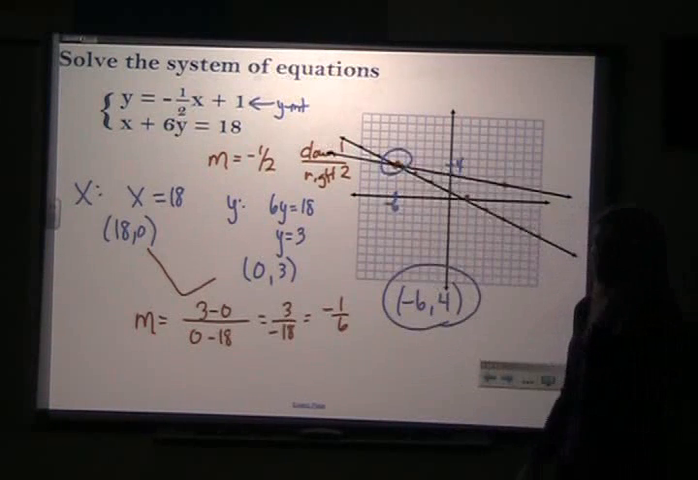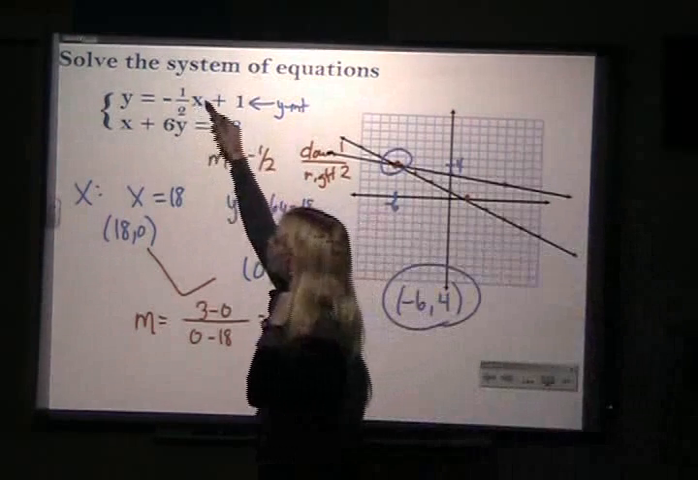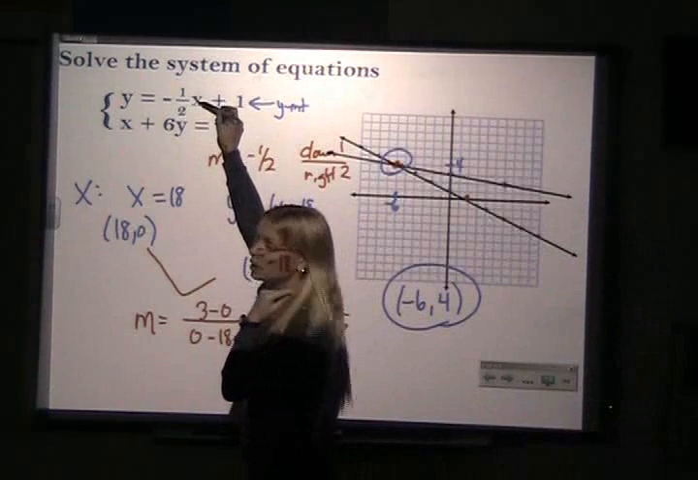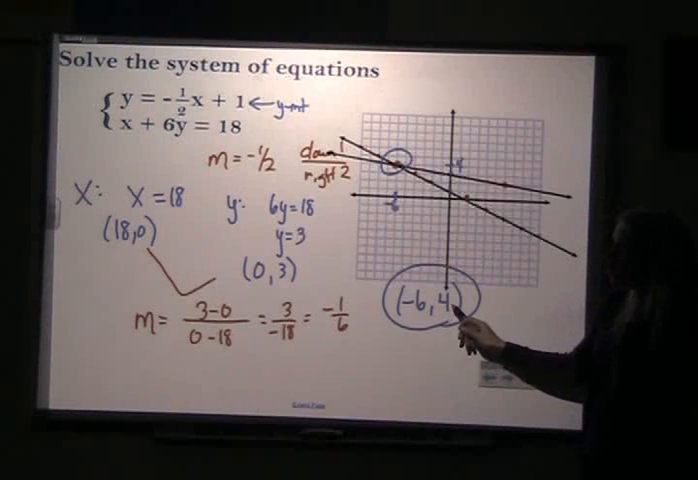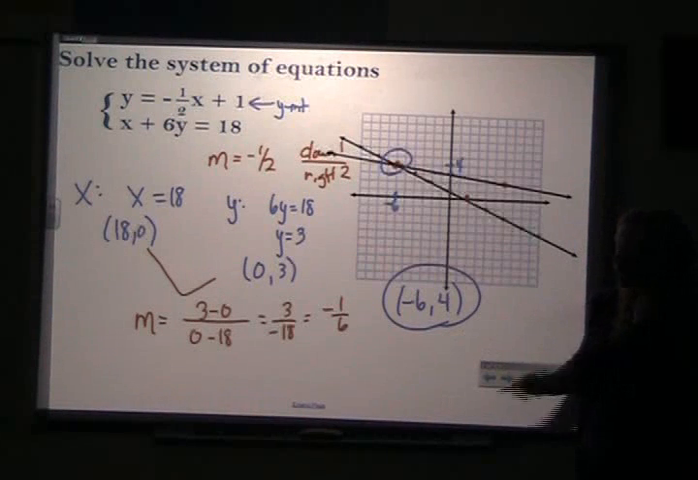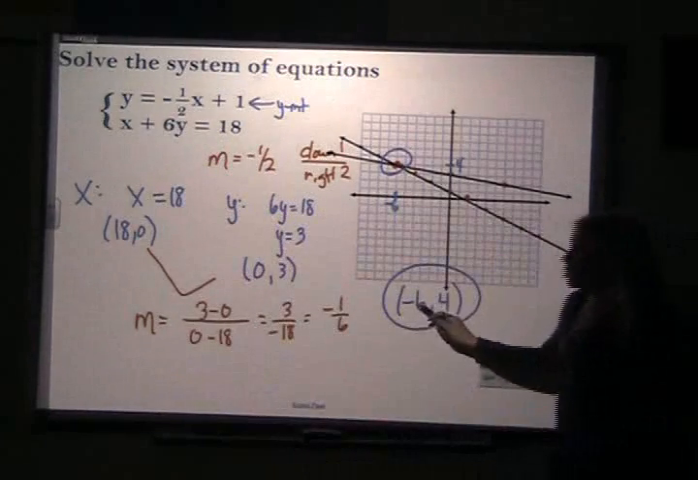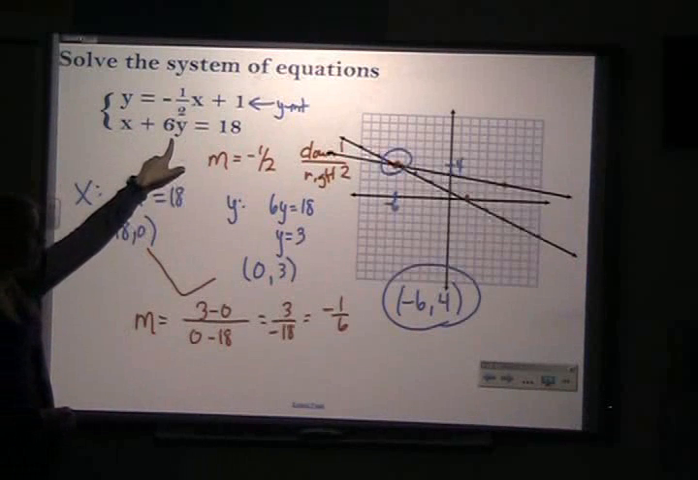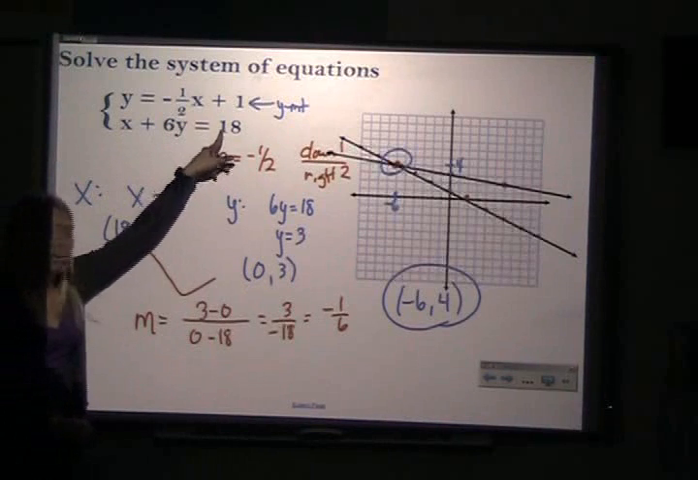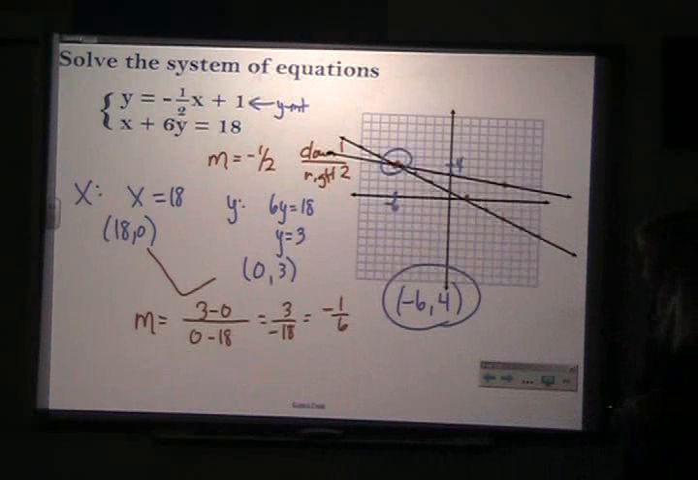That is my answer. If you want to check that, plug negative 6 in for x. So negative 1/2 times negative 6 is 3, plus 1 is 4. If this doesn't work, you know you've done the problem wrong. If you're plugging it into standard form, plug both x and y in. So I would have negative 6 plus 4 times 6 is 24. So negative 6 and 24 does add up to 18. If this point does not work in both your lines, you've made a mistake.